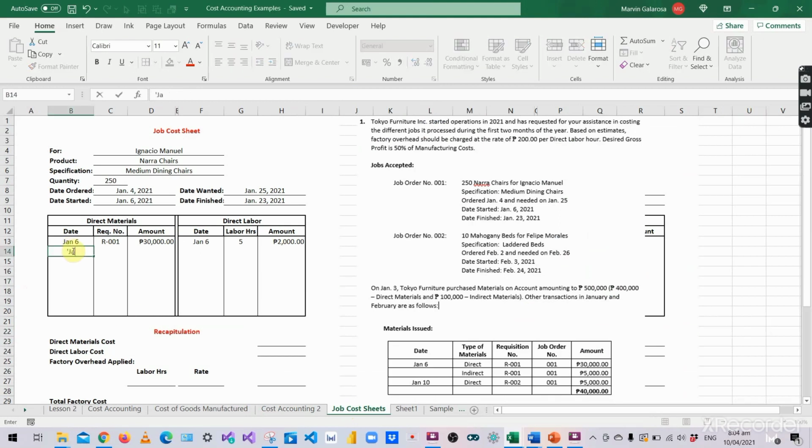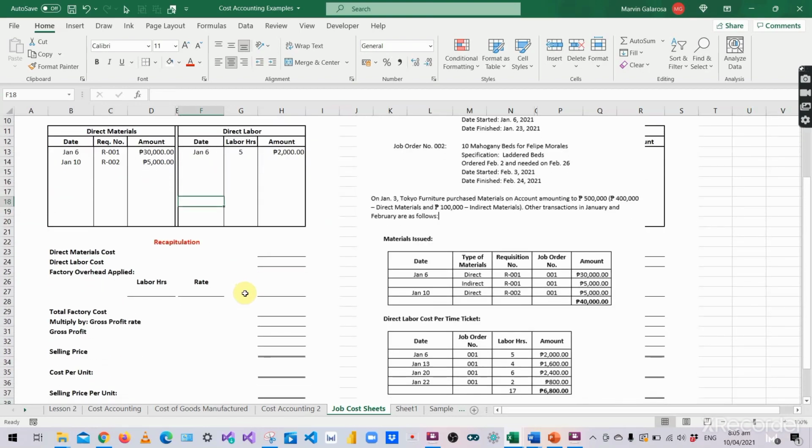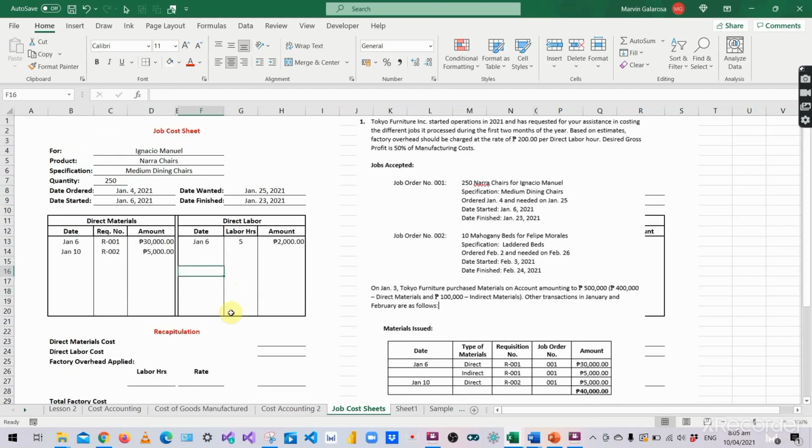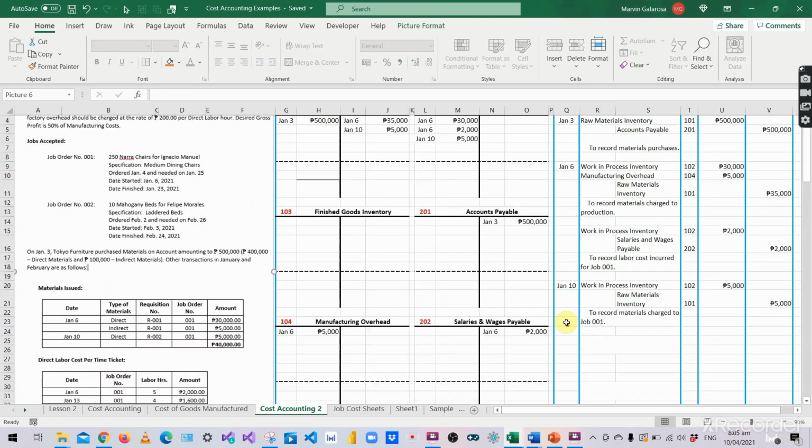January 10, ang requisition number naman niya is 002. So, R-002. Amount ay 5,000 pesos. And then, next naman na transaction, which would be January 13. January 13, labor hours, 4 hours, ang amount is 1,600 pesos.